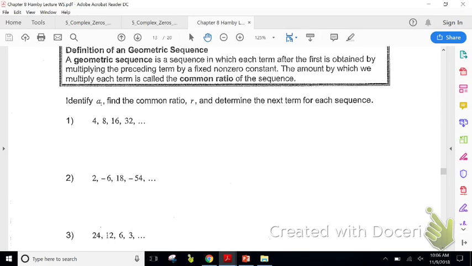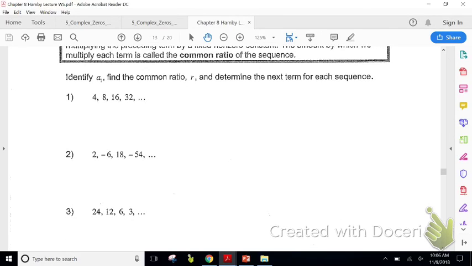All right, so look at the first part here. It says identify a sub 1, find the common ratio, and determine the next term for each sequence. All right, so on number 1, what is my a sub 1? What's my first term? What is my common ratio? Yeah, how do you get from 4 to 8?